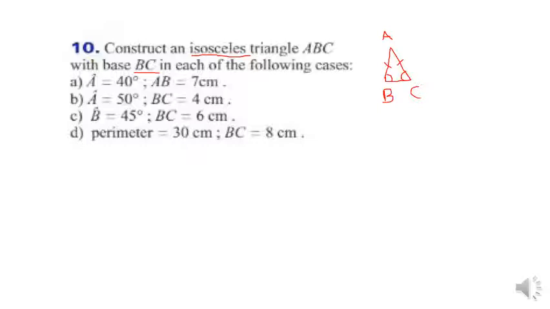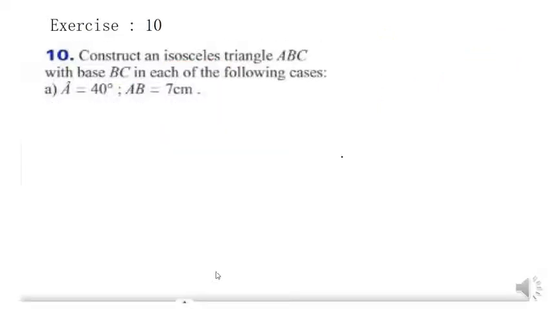No. I can draw an isosceles triangle like this one, and this is BC, the base. But the equal elements are constant. We have AB equal to AC and angle B equal to angle C. This is the base, so these are two equal base angles. So the isosceles triangle could be in many shapes. Now let's start with part A.